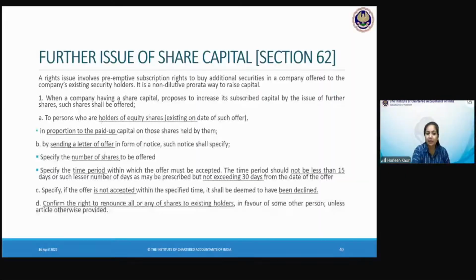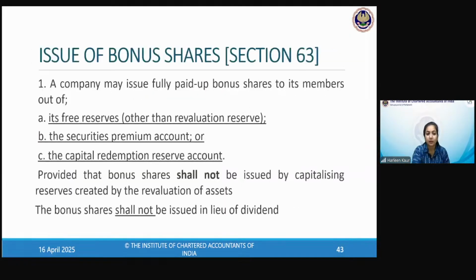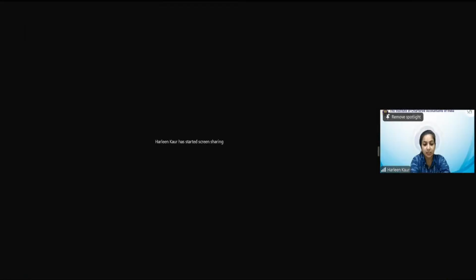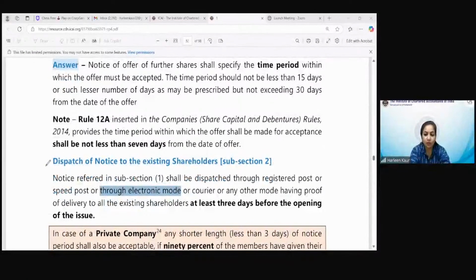So all these points are clear. In proportion to the paid up capital, a letter of offer has to be sent, specifying the number of shares and the time period, and whether accepted, rejected, or renounced. Okay. All right. Let's take it from there, because all the points will not be covered otherwise. So please just keep marking down the points over here.